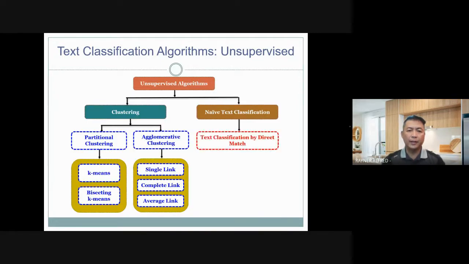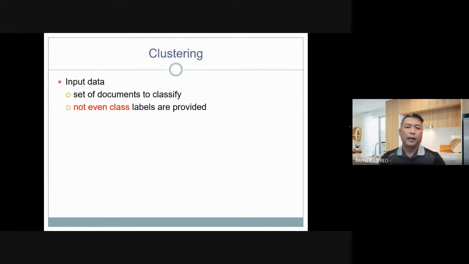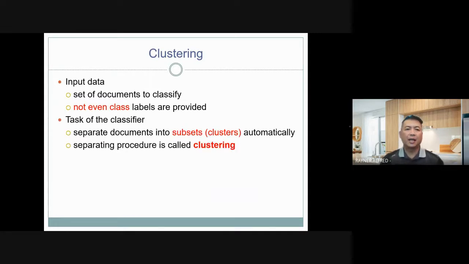So we have all this. So we look into the clustering first. The input for this clustering algorithm will be a set of documents to be classified, but there is no label. So the task is we want to separate the documents into subsets or clusters, and this is what we call clustering.